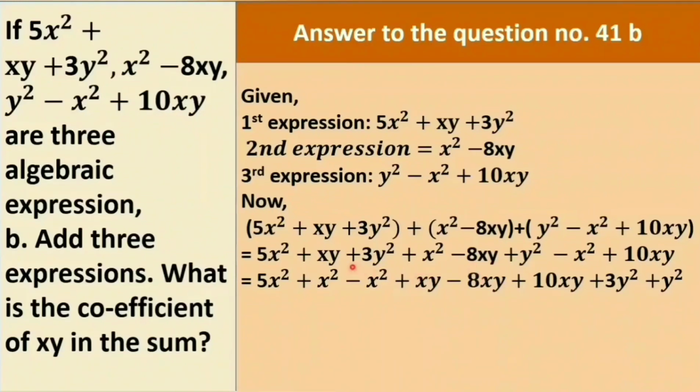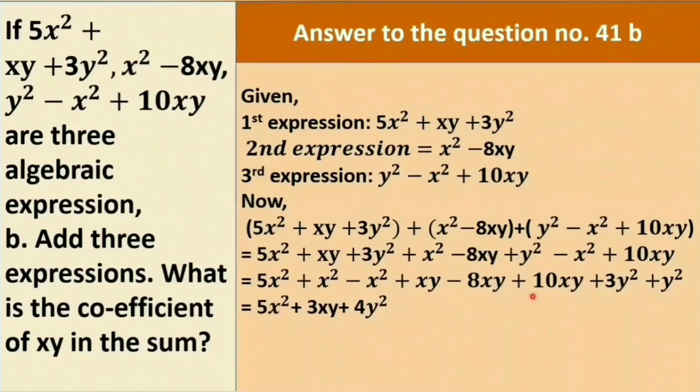And then I have written 3y square. Now I will find the similar term of 3y square. Yes, it is plus y square left, so I have written here plus y square. Now we will go for calculation. See here, if you add x square with 5x square, the result is 6x square. From that 6x square, if you subtract 1x square, then the result will be 5x square.